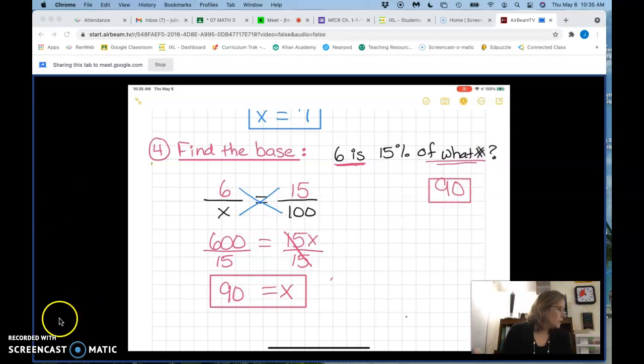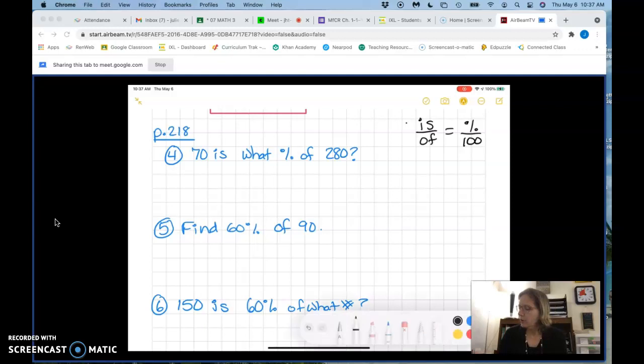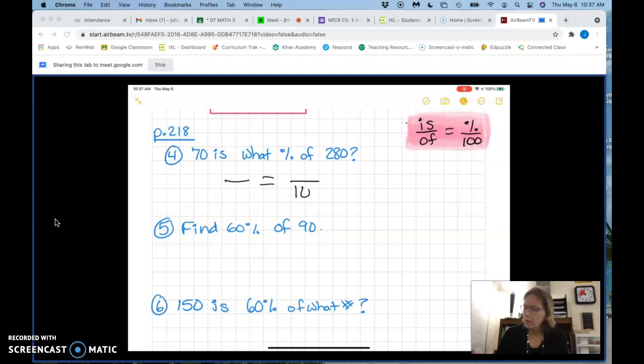Okay, and let's do a couple more examples from the book, and then we'll move on. Here are our examples from page 218. We're going to do 3 examples. And remember, I wrote our little formula right here, so I don't have to keep going back to the top of my page. This is how we're going to plug things in. All we have to figure out is the is and the of, and we just plug it in. Every time you're going to have these 2 fraction bars. 100 is always going to be in the denominator on the right side.